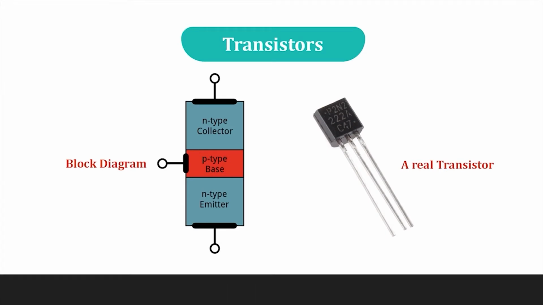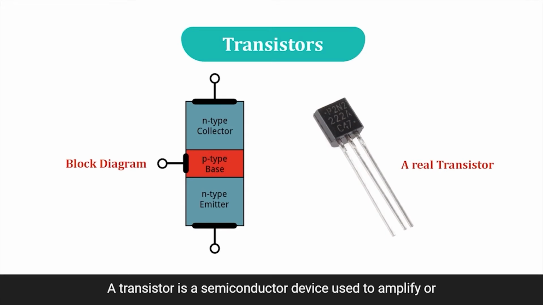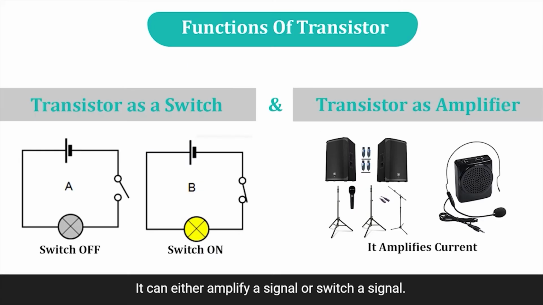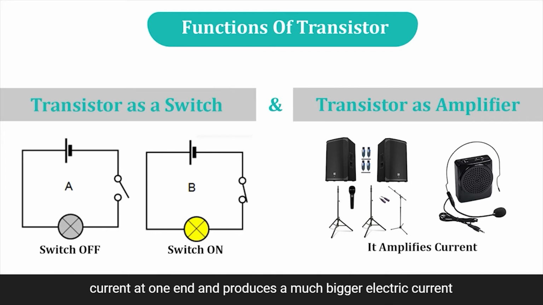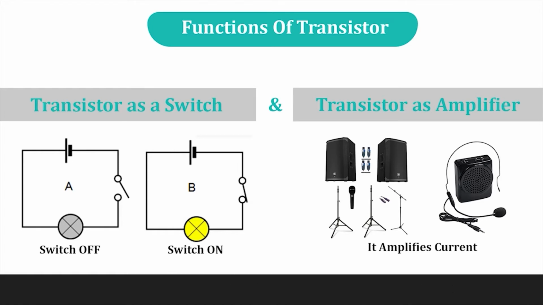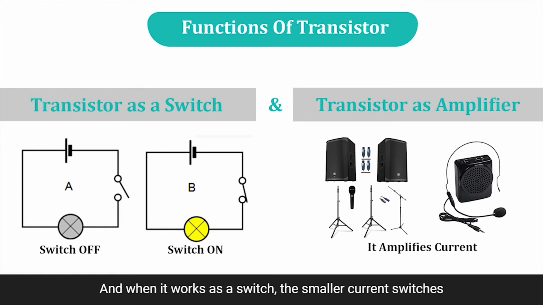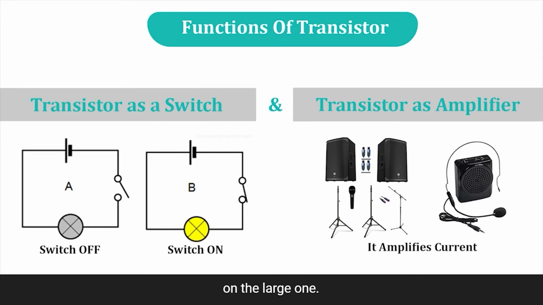What are transistors? A transistor is a semiconductor device used to amplify or switch electronic signals. Transistors are one of the basic building blocks of modern electronics. It is a miniature electronic component that can do 2 different jobs. It can either amplify a signal or switch a signal. When it works as an amplifier, it takes a tiny electric current at one end and produces a much bigger electric current at the other end. And when it works as a switch, the smaller current switches on the large one.